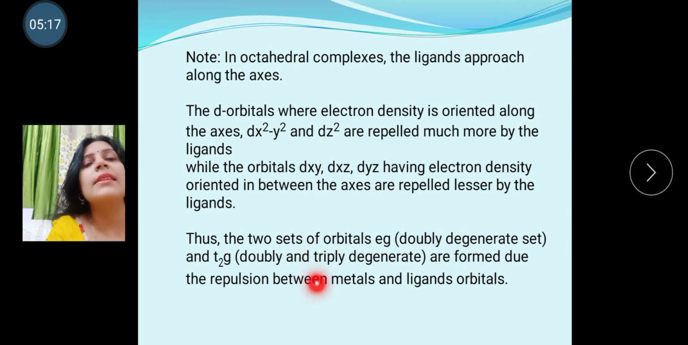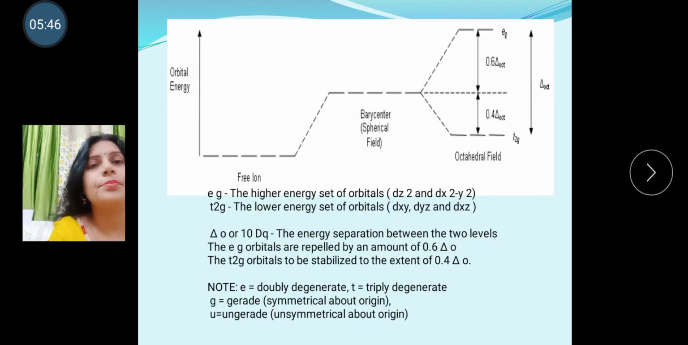Thus, we can see that two sets of orbitals are formed: eg, that is the doubly degenerate set, and T2g, that is the triply degenerate set. Due to the repulsion between metal and ligand orbitals, which lie directly along the axes in the eg set, the energy of this eg set of d orbitals is raised higher.